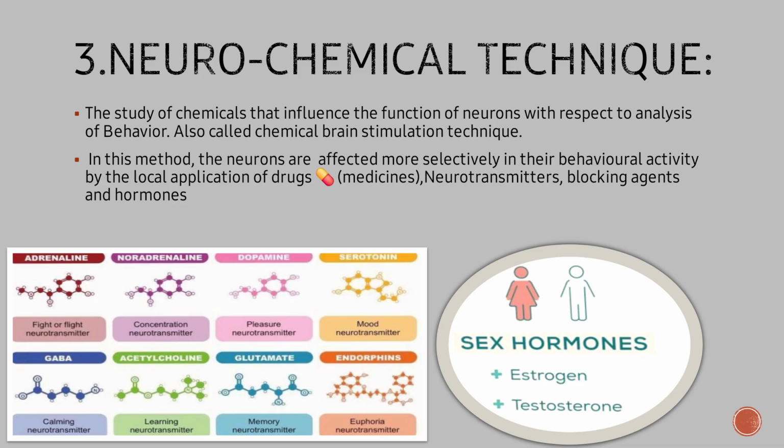Next is the neurochemical technique. This technique is also called the chemical brain stimulation technique. Here, the study of chemicals that influence the function of neurons is done with respect to the analysis of behavior. In this method, the neurons are affected more selectively in their behavioral activity by the local application of drugs, neurotransmitters, blocking agents, and hormones.